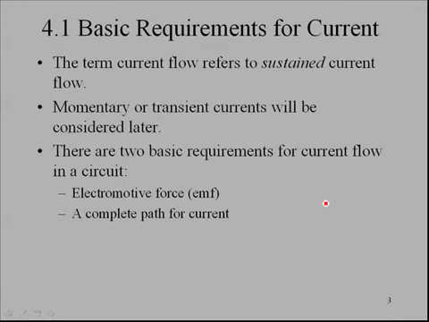So this chapter begins with 4.1, basic requirements for current. Before we look at the circuits, we're going to be looking at some of the basic requirements for current. The term current flow refers to, and notice this term, sustained current flow. Momentary or transient currents will be considered later in this text. There are two basic requirements for current flow. Number one, there must be a source of EMF, and we talked about that in previous chapters. That was electromotive force. And number two, there must be a complete path for current.